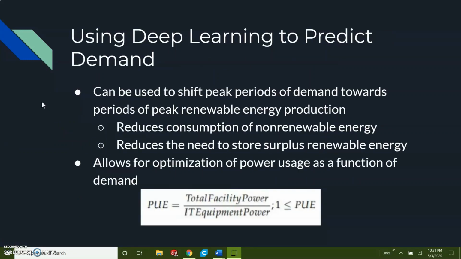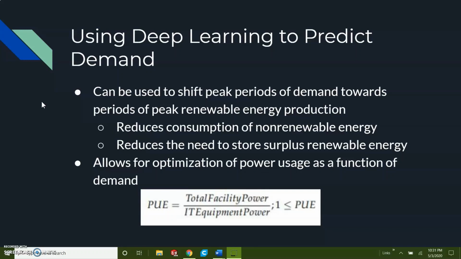Deep learning algorithms can also be used to predict future server demand. This is known as demand-side management. Demand-side management can be used not only to prepare cooling systems for high loads, or even turn them off during expected periods of low loads, but can also shift peak periods of demand towards peak periods of renewable energy production through consumer incentives. This reduces consumption of non-renewable energy and reduces the need to store vast amounts of renewable energy.